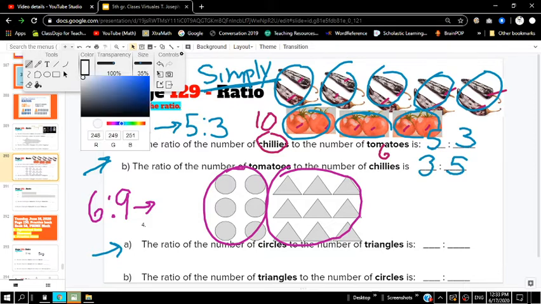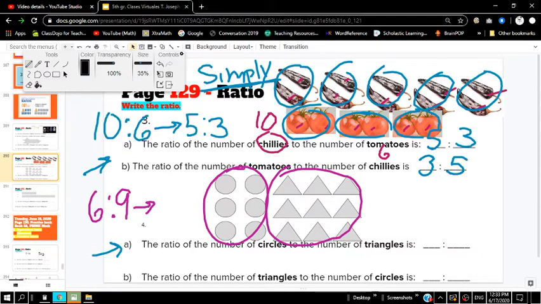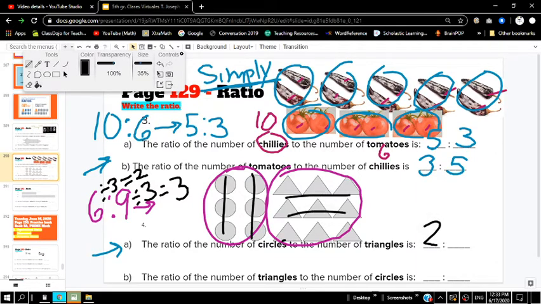Oops, what happened to my number? Oh, it's in white. Let's pick a different color. Let's go black. Here we go. That's much better. 6 divided by 3 and 9 divided by 3 is going to give us 2 and 3. So in other words, we have 2 groups of circles and 3 groups of triangles. 2 to 3 is our simplified ratio.